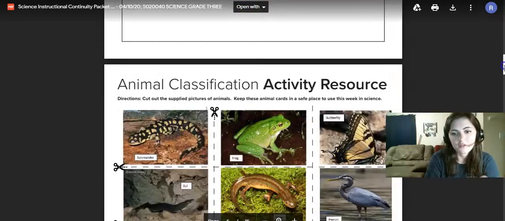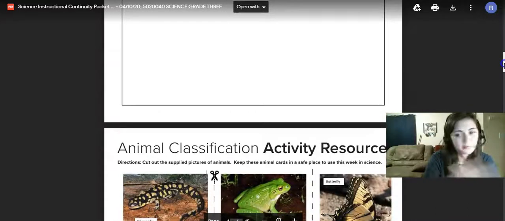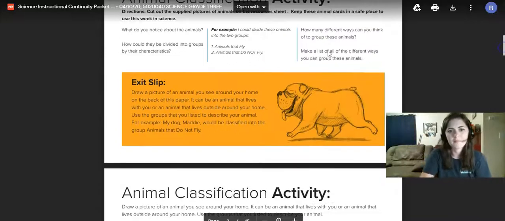And you can also get creative. Do more than what I'm giving you. If you notice something else, put them in a group based on what you notice. It gives you an example. How many different ways can you think to group these animals? So I give you a few examples, and this gives you a few examples here too. Think of some more.